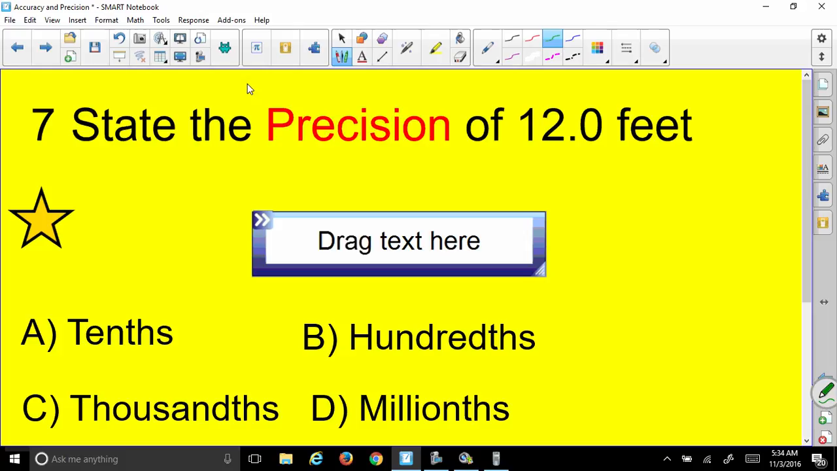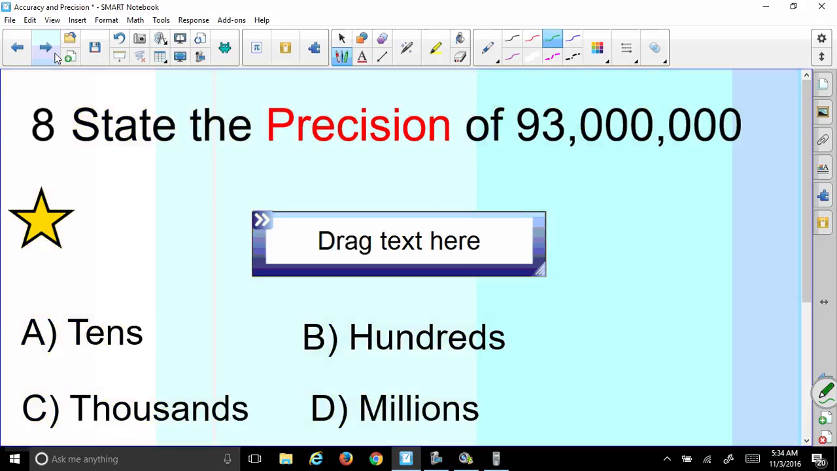So here's one for you. State the precision of 12.0 feet. So try that one. Here's another one. State the precision of 93 million.